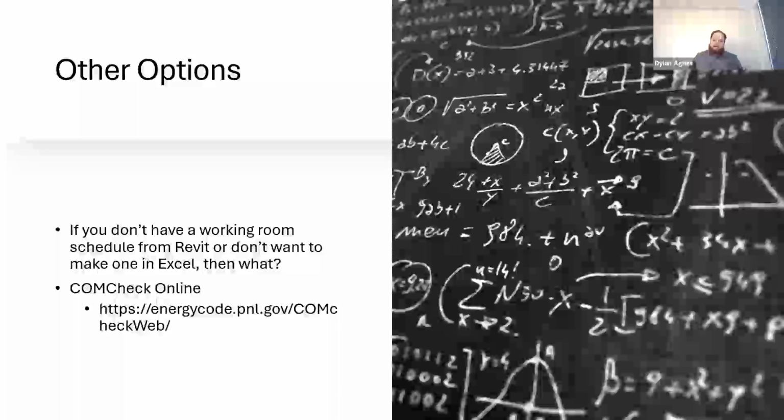So other options. If you don't have a working room schedule in Revit, or you don't want to work in Excel, I recommend ComCheck Online.